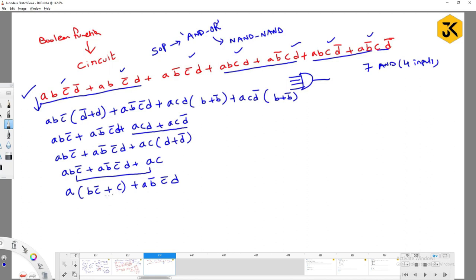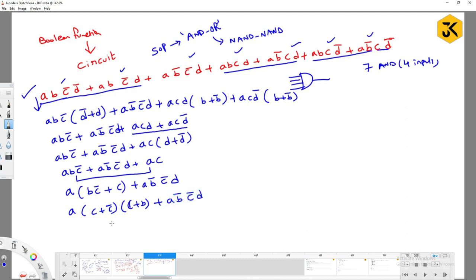Can I apply what kind of principle? Distributive, can I apply? Distributive. A plus BC means A plus B into A plus C, right? If I am going to do that, C plus C bar into C plus B, I can write AB bar C bar D, right?